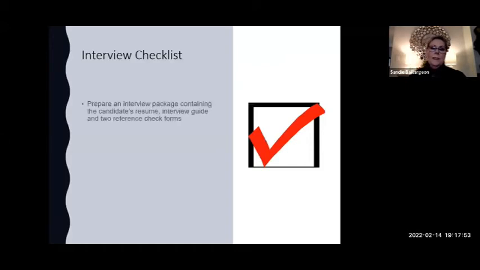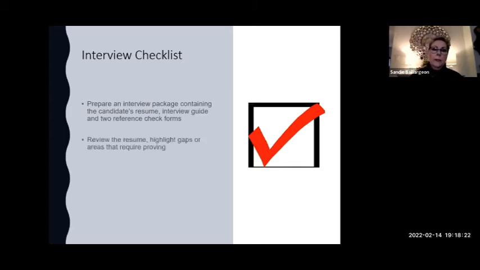And then set up an interview checklist. Now, I prepare a little package. I write down the questions that I want to ask. I have specific questions for admin team members and for clinical team members, so I ask obviously different questions. But I've devised some specific questions that give me an insight into that person's personality a little bit. So get that all ready in advance.